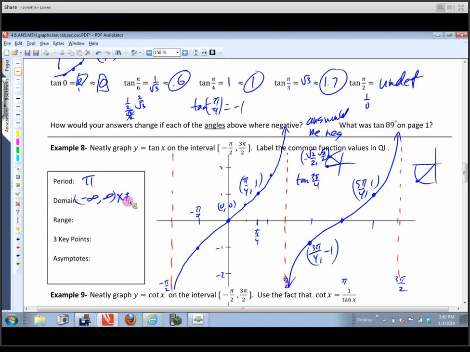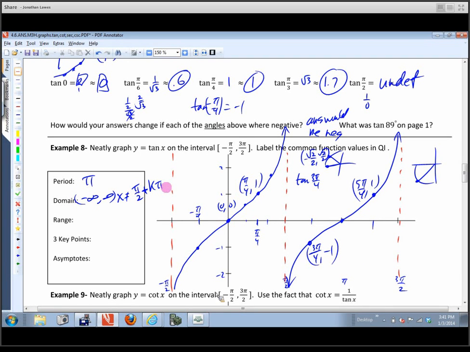X is not equal to, give it one place where it has an asymptote, so that's going to be pi halves, and then plus k times however often it repeats. So how far is it in between each one of those sets of asymptotes? Well, from negative pi halves to pi halves is pi units. From pi halves to 3 pi halves, that's pi units. So this would be plus k pi.